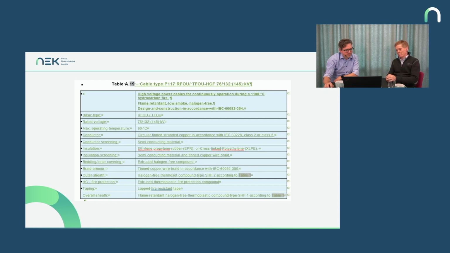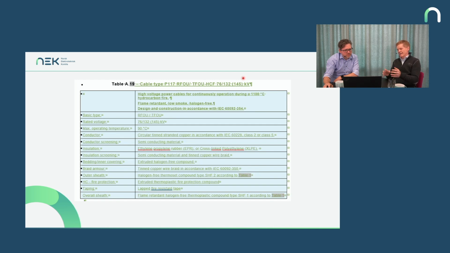So this is an example of one of the specifications, where you can see the cable from the conductor and all the layers building up the cable, and specifying how this should be or which options you have. Now we have just added some extra types. This is a completely new one with a much higher voltage that we have recently added.